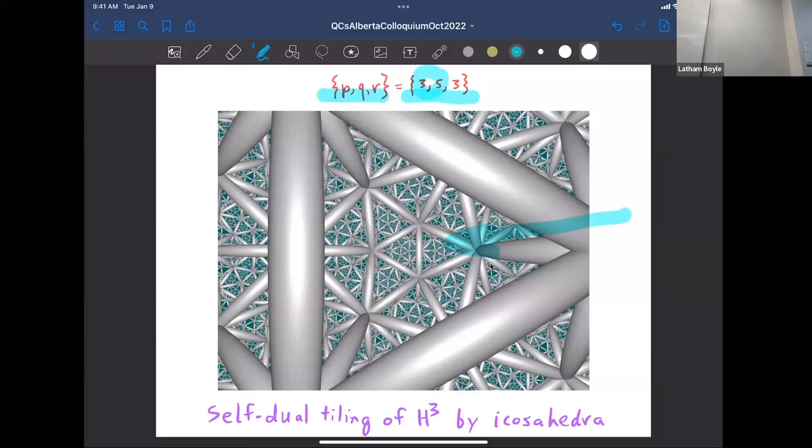So now, how to deal with this case? Imagine we took this tessellation and we started with a finite seed of icosahedra, or maybe we just took this tessellation and cracked it along some surface. We cracked it so that some of the icosahedra lie above the crack and some of them lie below, or the boundary, or whatever you want to call it.